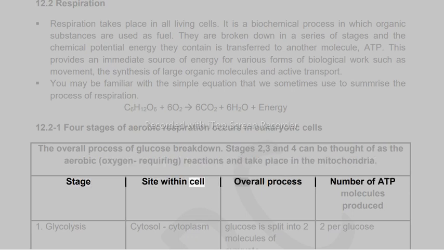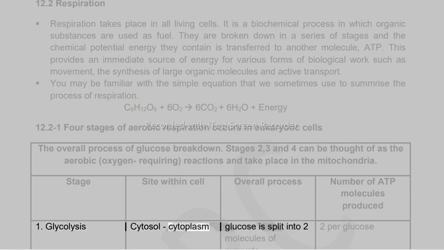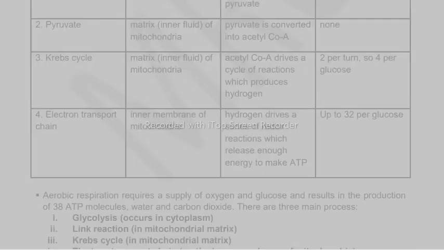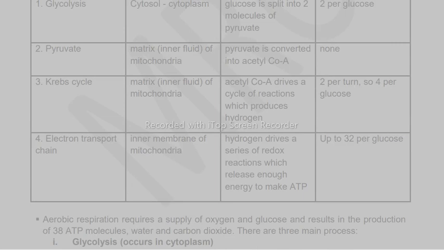For each stage, the site, the process, and the number of ATP molecules produced. 1. Glycolysis, in the cytosol, cytoplasm: glucose is split into 2 molecules of pyruvate, 2 ATP per glucose. 2. Pyruvate, in the matrix, inner fluid, of the mitochondria: pyruvate is converted into acetyl-CoA, no ATP. 3. Krebs cycle, in the matrix, inner fluid, of the mitochondria: acetyl-CoA drives a cycle of reactions which produces hydrogen.